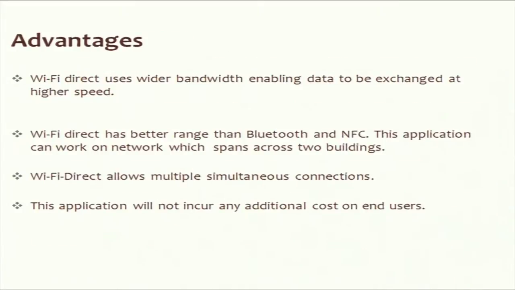This slide shows why we preferred Wi-Fi Direct over NFC or Bluetooth. First of all, Wi-Fi Direct has a wider bandwidth, so we can achieve a very high speed through Wi-Fi Direct. Theoretically, we can achieve a speed of 250 Mbps through Wi-Fi Direct. Wi-Fi Direct also has a very wide range. We can achieve a range of up to 200 meters through Wi-Fi Direct.